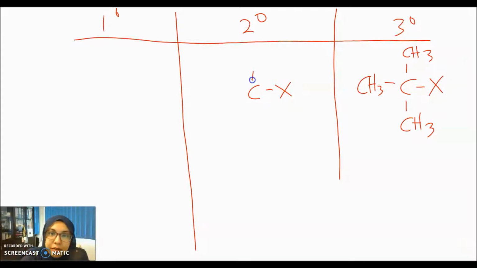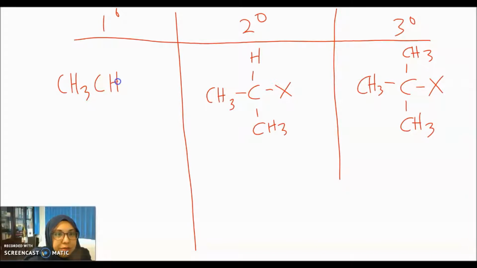Now this one is CH3CH2Br. Essentially for the primary alkyl halide, you will see where your carbon is that is attached to the halogen atom. And from there you classify them, seeing how many hydrogens that carbon with the halogen atom has.